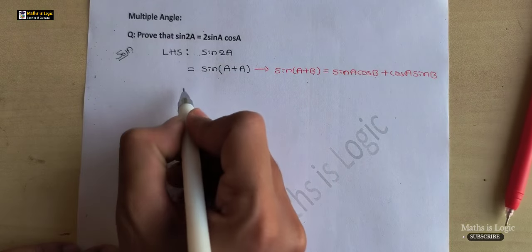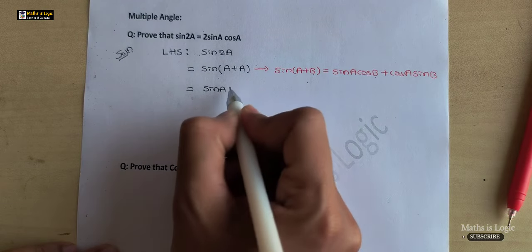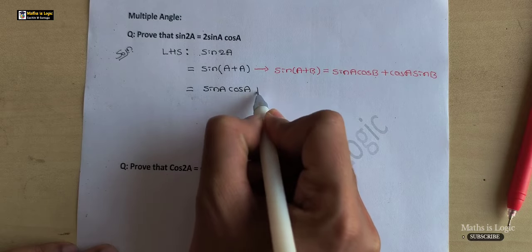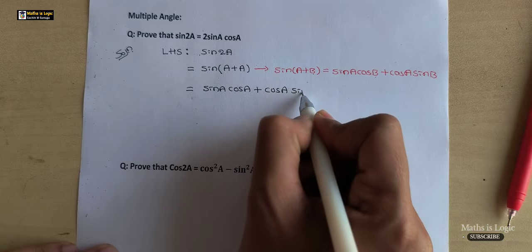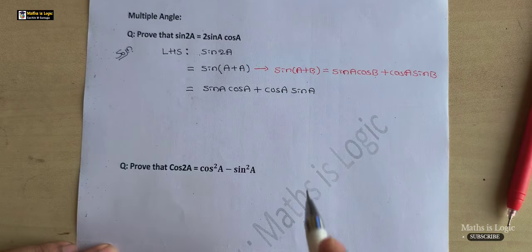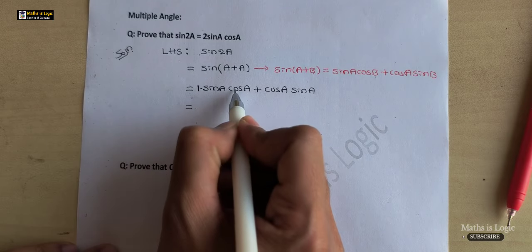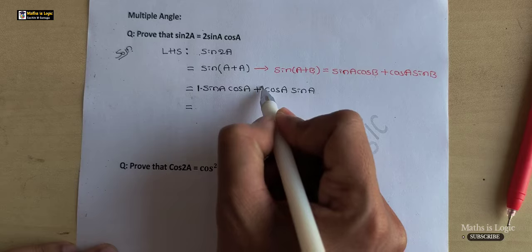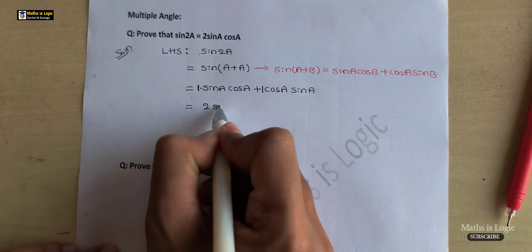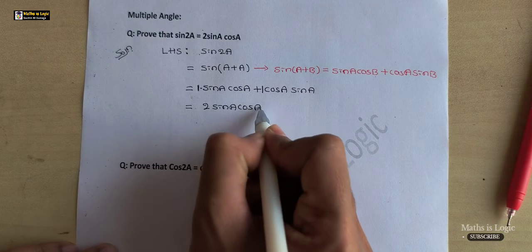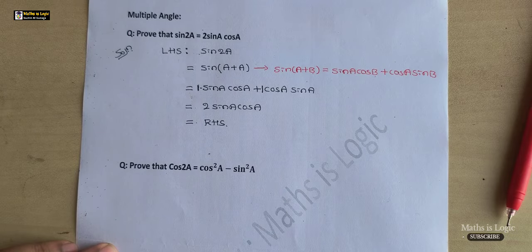Now replace, therefore which is equals to sine a, next cos b becomes cos a, plus cos a into sine b becomes sine a. Now which is equals to, now you can see here 1 times of sine a cos a is there, here also 1 times of sine a into cos a. So 1 plus 1 is 2 times of sine a into cos a, which is equals to which part? RHS. Therefore LHS is equals to RHS.